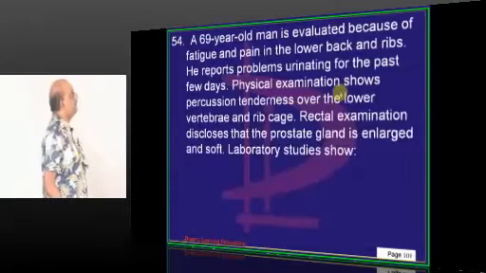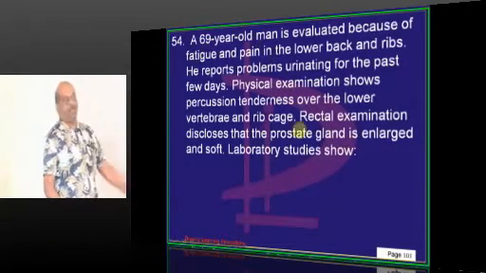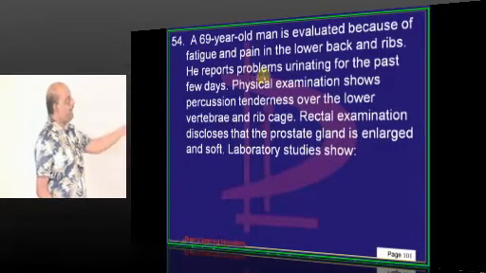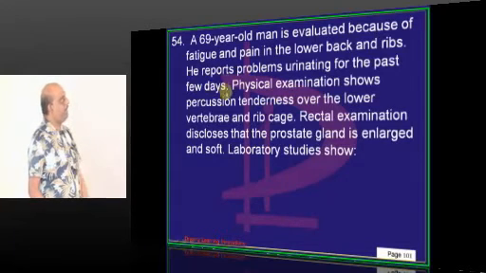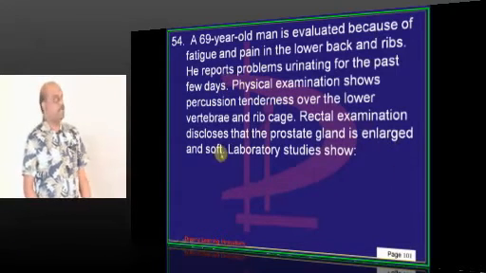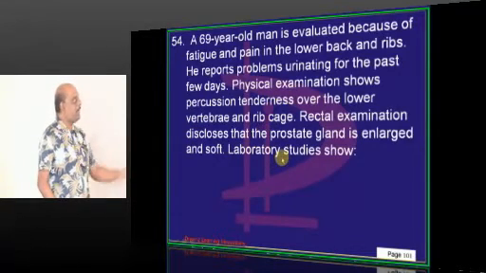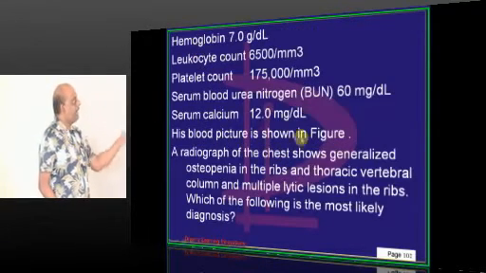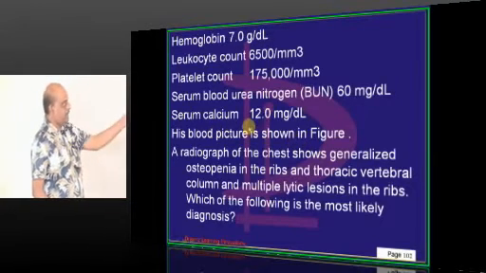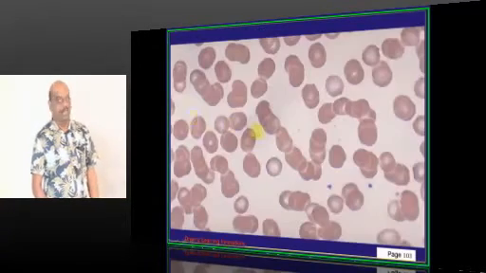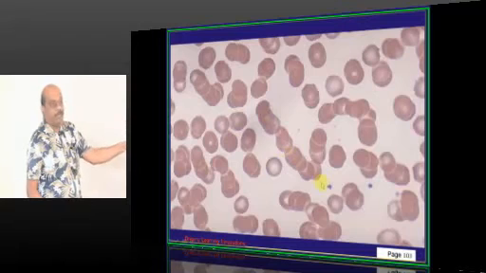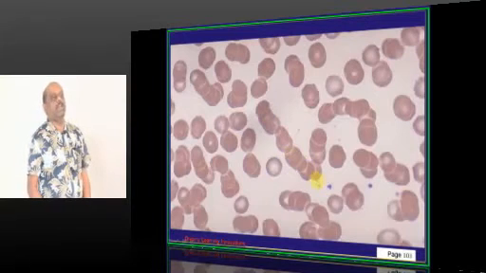A 69-year-old who has got fatigue and a lower back pain and is reporting problems urinating for the past few days. There is a percussion tenderness on the vertebrae and rib cage, and there is a prostate gland enlargement, and the laboratory findings have been given to you where serum calcium is showing 12. And typically what do you see on his peripheral smear? Rouleaux formation.